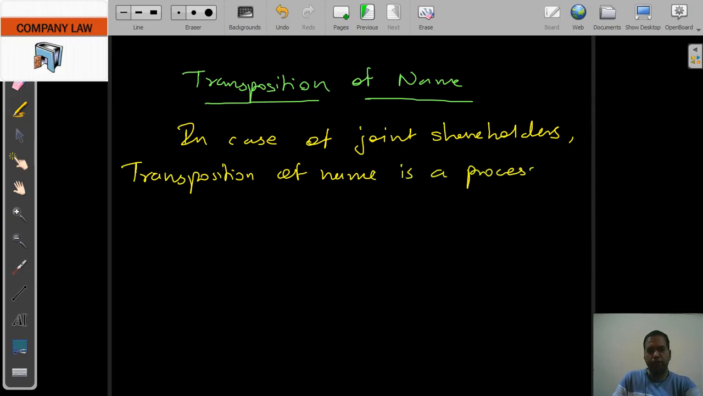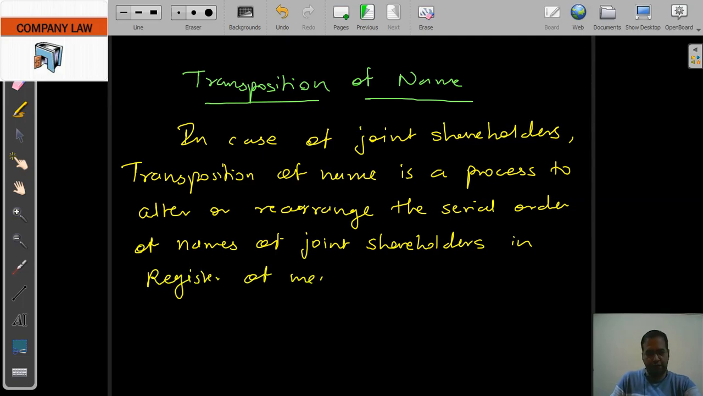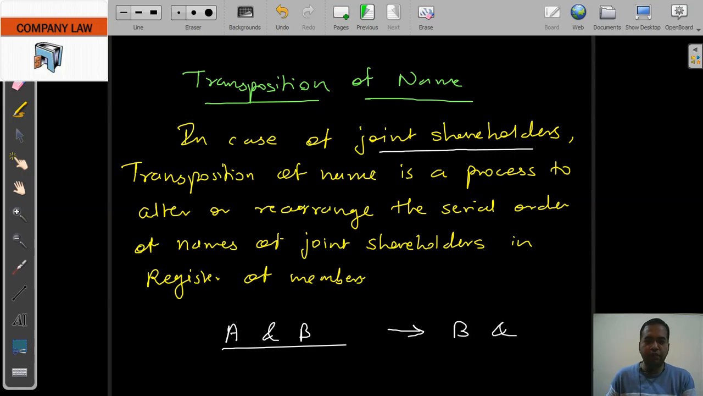is a process to alter or rearrange the serial order of names of shareholders, I would say joint shareholders, in the register of members. So this is a normal process where a company, in case of joint shareholders, if there is a request from the joint shareholders, let's assume A and B, okay, this is the name mentioned in the joint shareholding. After transposition it may be B and A, like that.